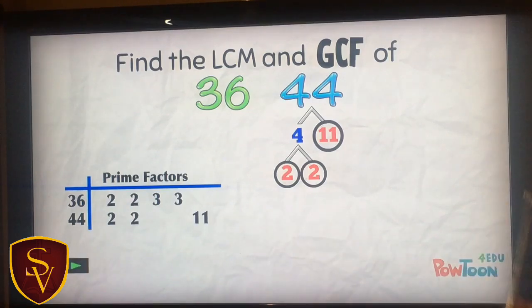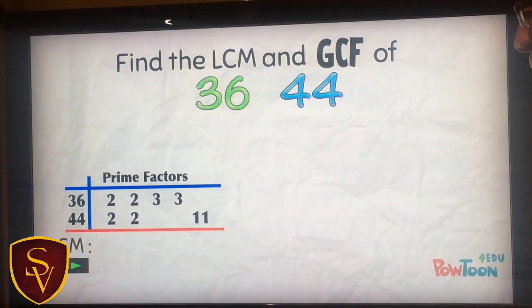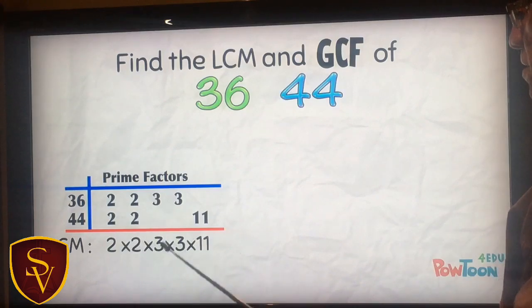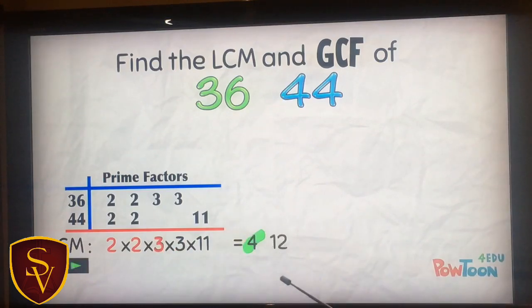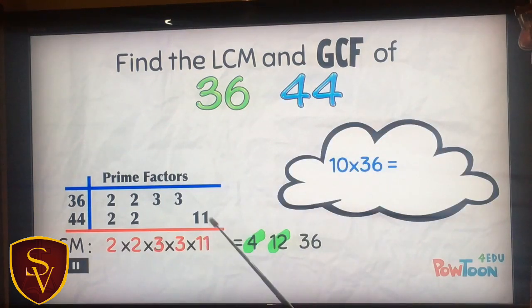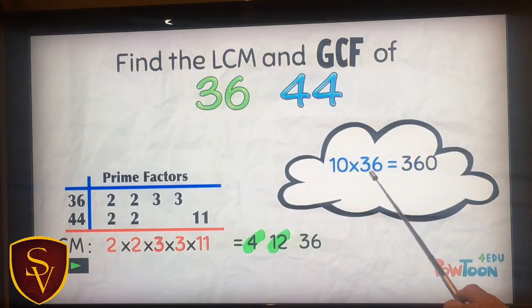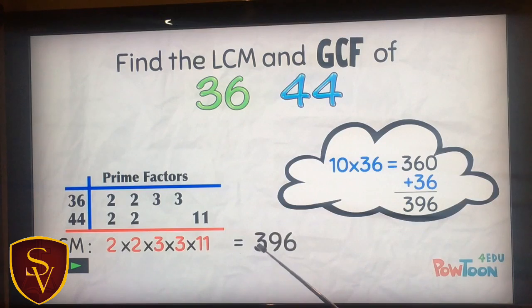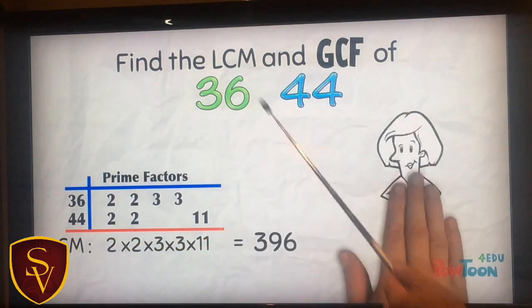So now let's find the LCM, the least common multiple. The factors we need are 2 times 2 times 3 times 3 times 11, which is going to be multiplied as follows. 2 times 2 is 4, 4 times 3 is 12, and times 3 is 36, and we have to multiply by 11. So 36 times 10 is 360, but since it's 11, we have to add 36. So finally, the LCM is 396.